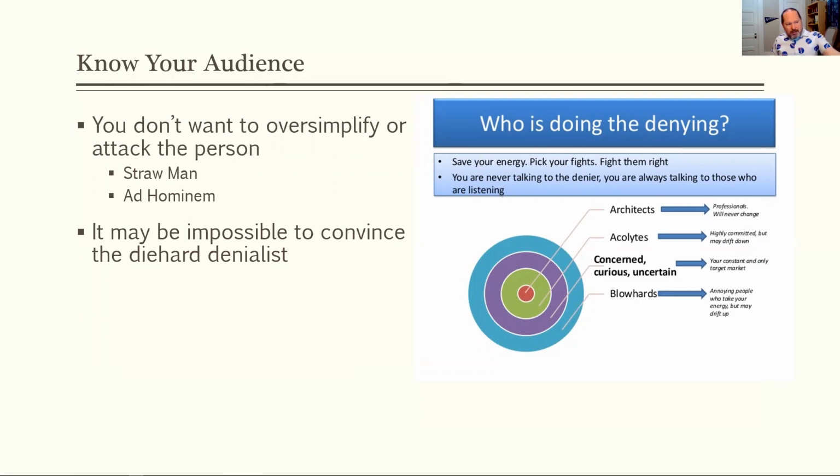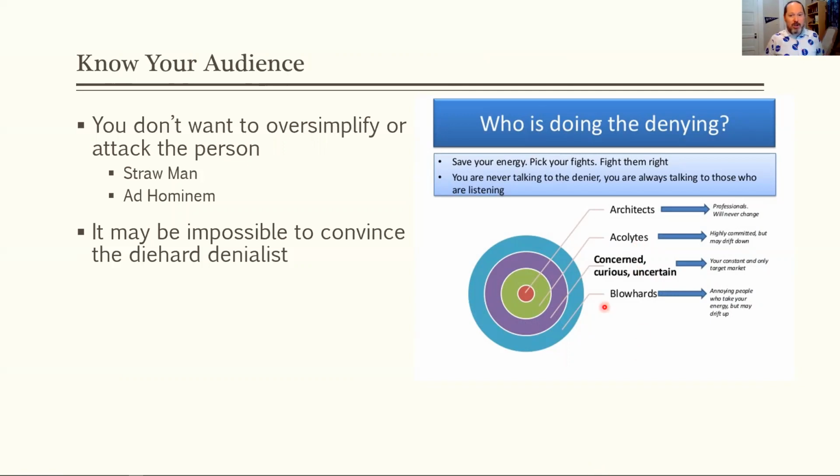Like this infographic says, save your energy, pick your fights, choose who you're trying to convince. Sometimes you can't really convince the architects of these denialist claims. They may never change. And some of the deep acolytes, the people who have devoted their lives to believing in something like that, and it's a major part of their worldview, also may never change their mind.